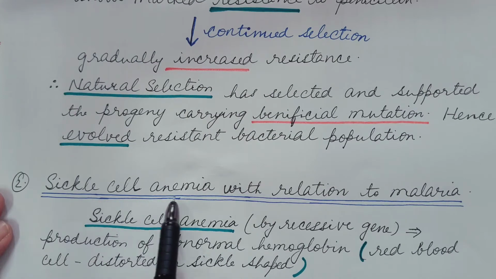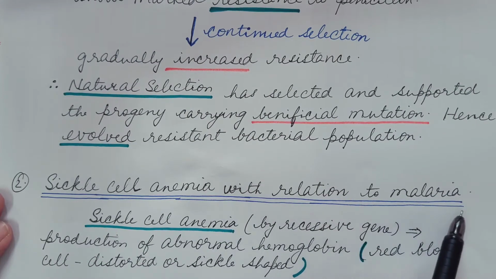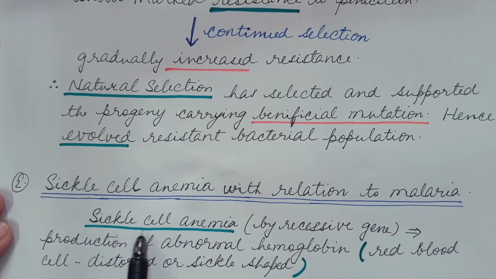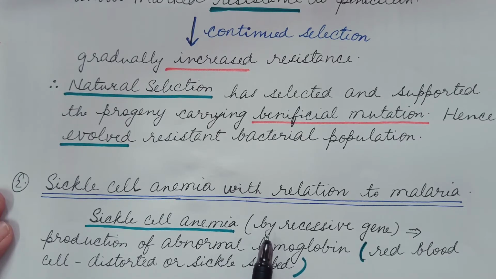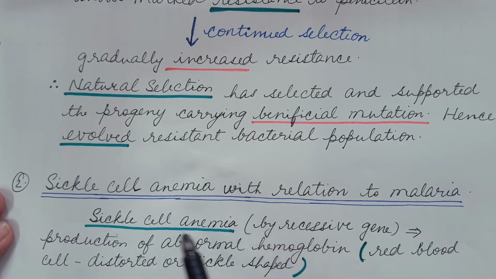Now the second is sickle cell anemia in relation to malaria. Sickle cell anemia we have already discussed in genetics. You can refer to my video, the link is given in the description box. This sickle cell anemia is caused by a recessive gene. And this gene is responsible for the production of abnormal hemoglobin. And the red blood cells which have this type of hemoglobin are distorted or sickle shaped. Hence the name sickle cell anemia.